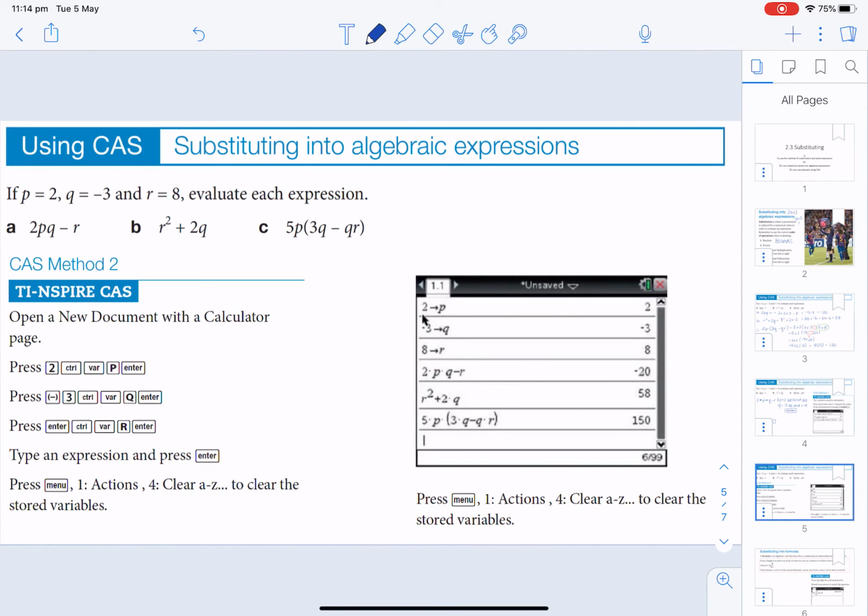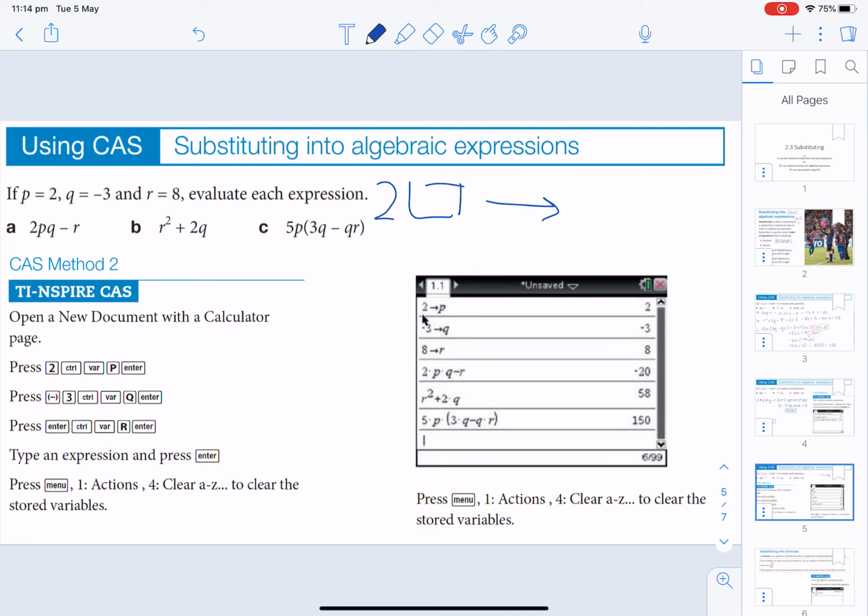So, method 2. You would open your new document. That's pretty straightforward. We have a store button. So this is a little symbol that has an arrow. And what you're doing is you are allocating a value to the pronumeral, and you're saying every time I use this pronumeral or this letter, it's going to be this value until I turn the calculator off, or I reassign another value. So for example, for the letter P being equal to 2, you put in the 2.